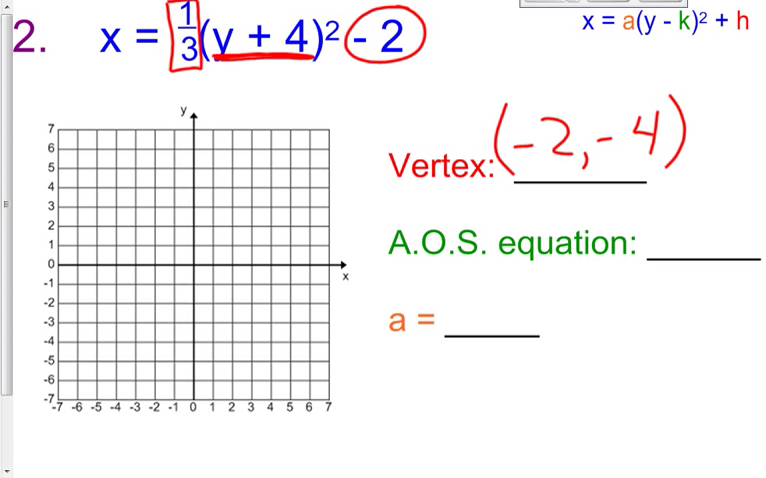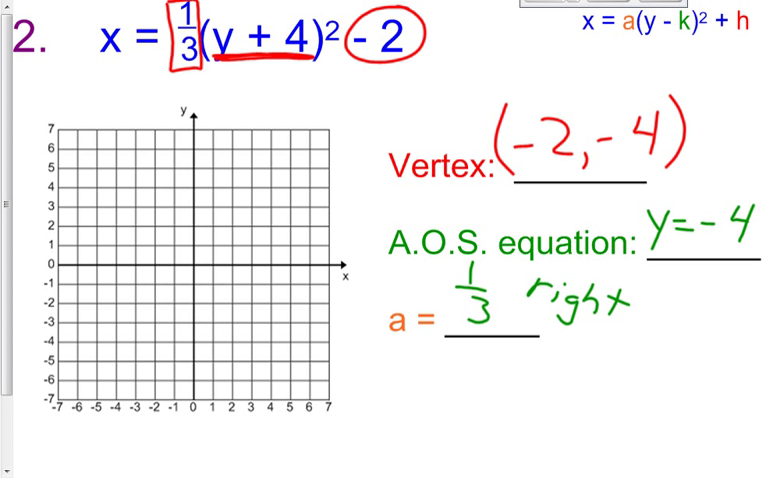So negative 2, negative 4. After doing that, you're going down to the axis of symmetry. The axis of symmetry, in this case, is going to be a y equals line. Y equals the y-coordinate. And our a value is positive, so you know that it opens up to the right, but it's 1/3. So here's how we're going to do that.